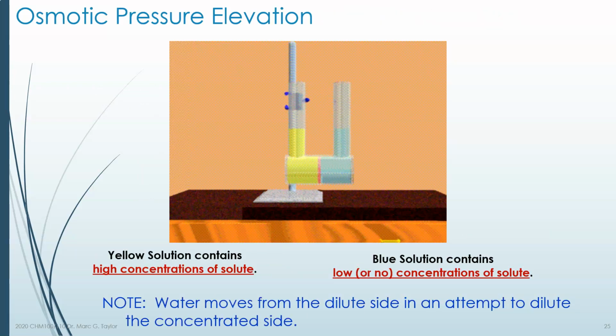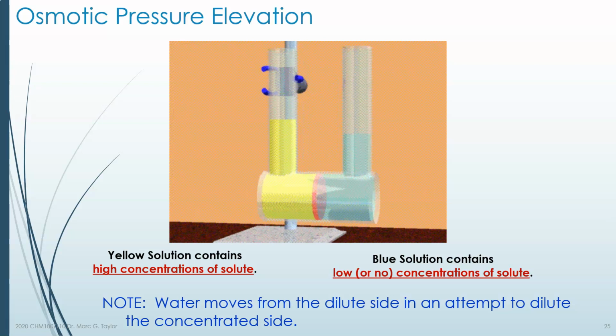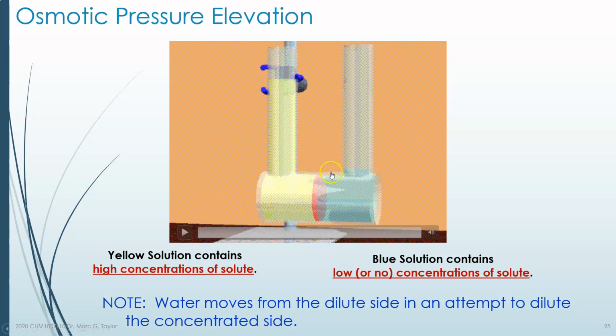So here's an example of another semi-permeable membrane shown in red. And we have two solutions here. We have the solution in blue on the right, and this is a solution that has very little or no solute dissolved. So you can think of it as pure water. And on the left is the yellow solution. This is a solution that has a high concentration of solute. So what you would expect is that the blue water on the right will come rushing through the membrane to try to dilute out the solution on the left.